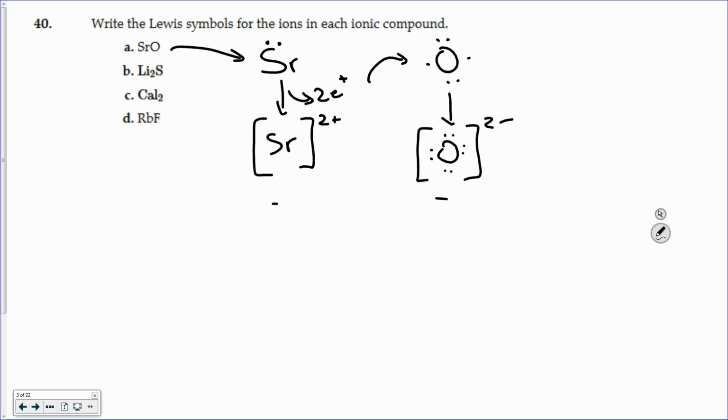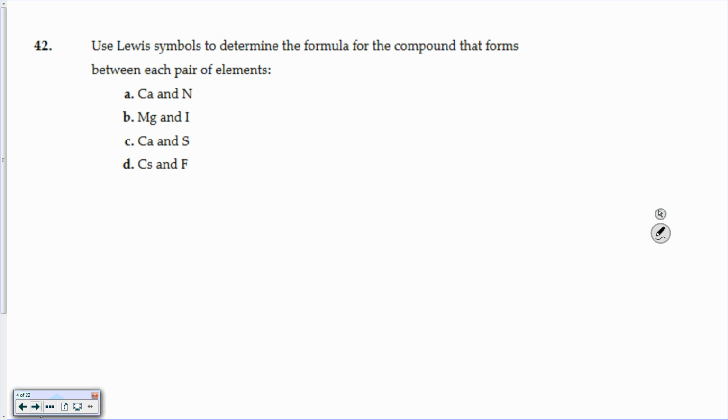All right, question on that? All right, let's keep picking. Okay, so this one's a little bit different. It wants you to use the Lewis symbols to determine what the formula is going to be between the compounds. So let's just do a couple of these. So let's do first, I'm going to do A. So I've got calcium, and calcium's in the 2A family, so it's got 2 valence electrons. And I've got nitrogen. Nitrogen's in the 5A family, so it has 5 valence electrons.